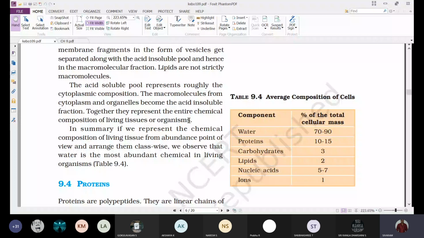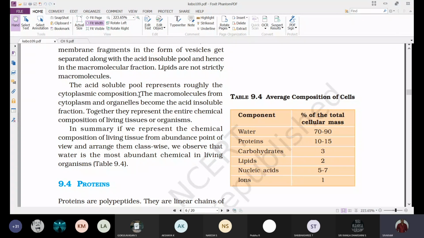When you observe the acid soluble pool, the acid soluble pool represents roughly the cytoplasmic composition. The acid soluble pool or fraction is the filtrate that is obtained during the chemical analysis. That gives the composition of the cytoplasm of the cell.